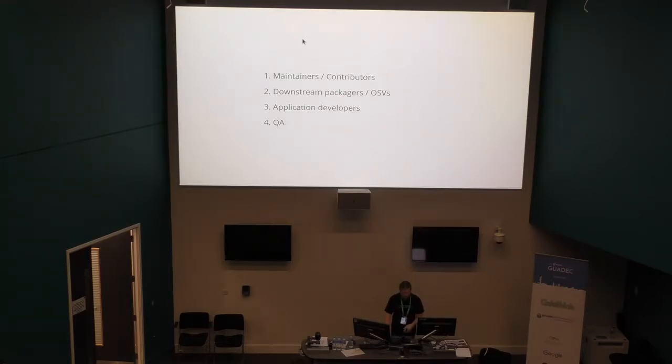Application developers can use the result of the CI and CD pipeline to test their application against the latest version of GNOME, to check the state of the APIs or to check a new feature provided by the system, so they have the application ready for when the next version of GNOME is out. And QA can use CI and CD to have access to the latest build of the entire project and verify that it's working as intended.